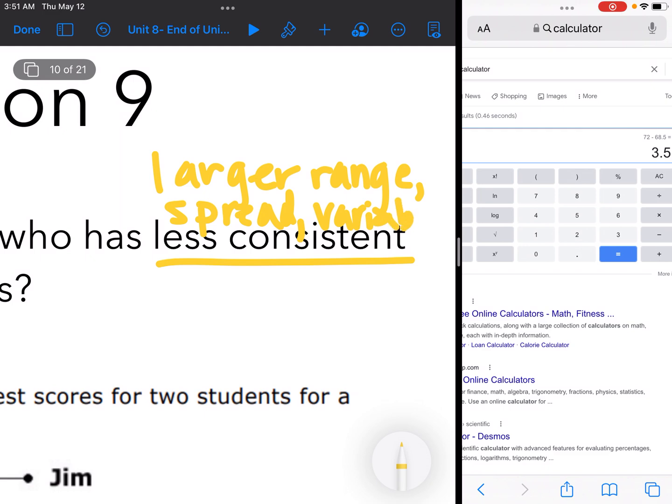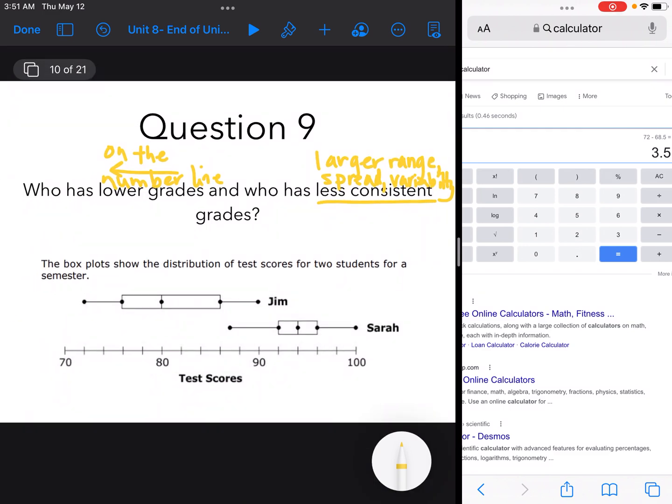So all of those words mean the same thing. So when I'm looking at it, who has lower grades? Well, that would be Jim, because his minimum is looking at, like, a 71, and his maximum is a 90. Whereas Sarah's lowest grade is an 86, her highest grade is 100.